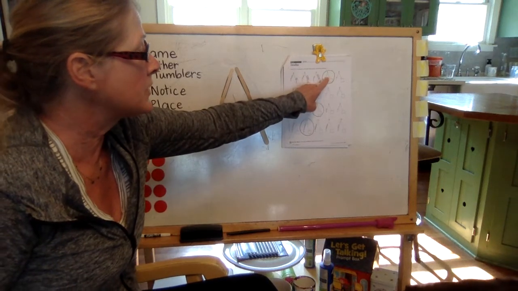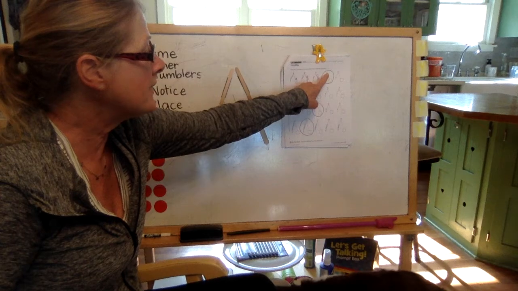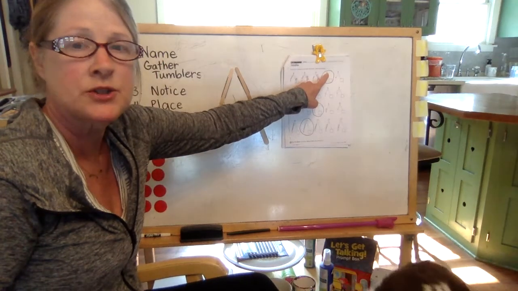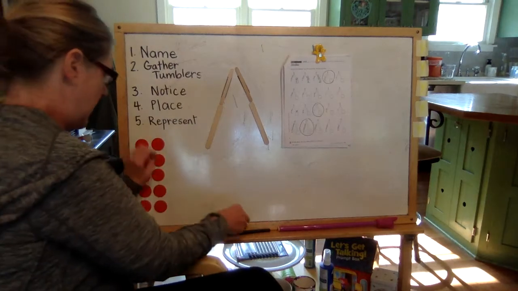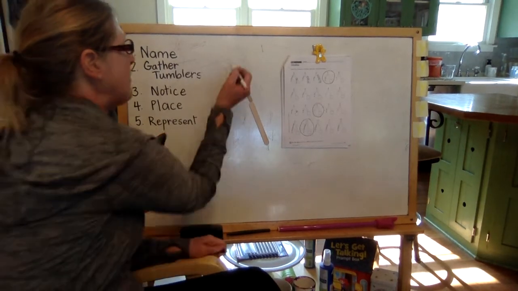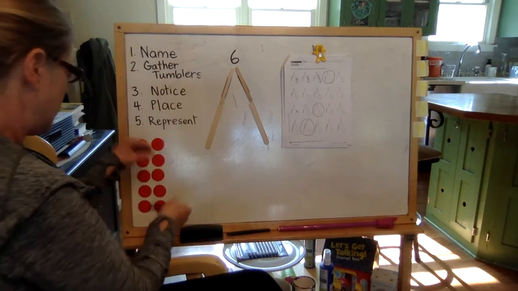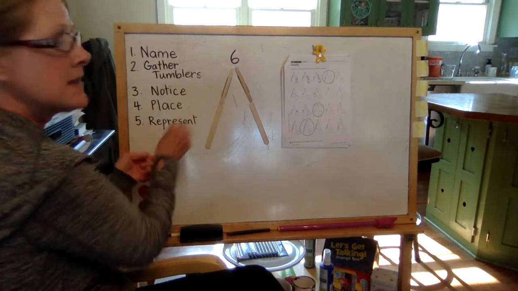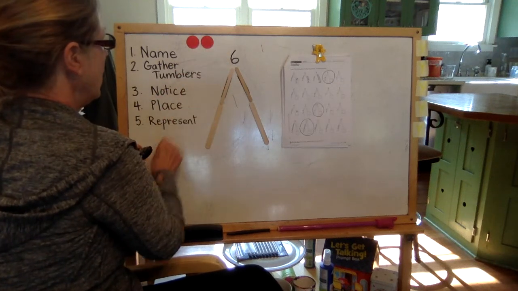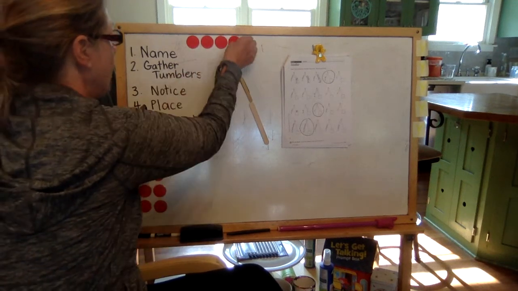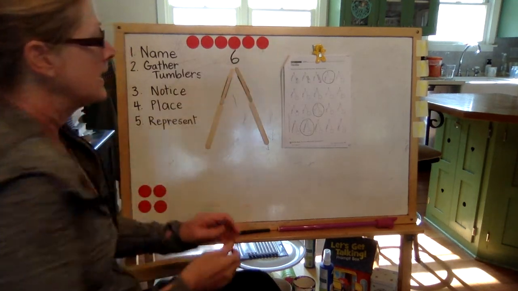So the one that I'm going to start with is the one that I've circled right here. I notice that this math mountain starts with a group of 6. So I'm going to put 6 at the top of my math mountain. And now I'm going to gather 6 tiny tumblers. 1, 2, 3, 4, 5, and 6.